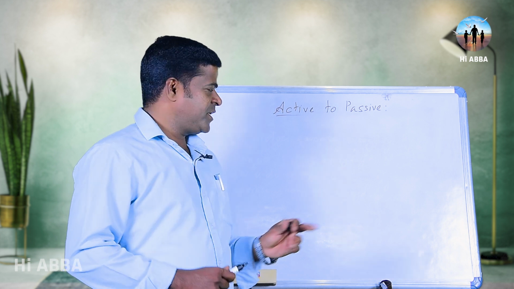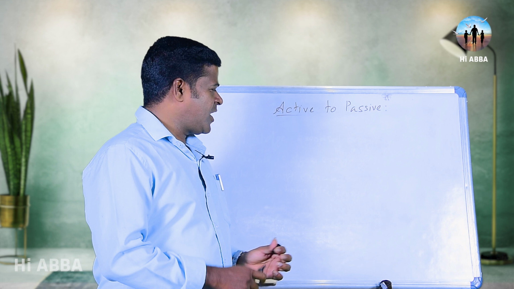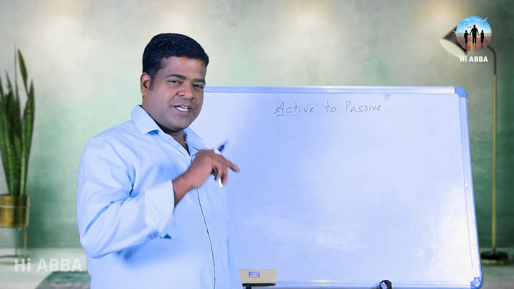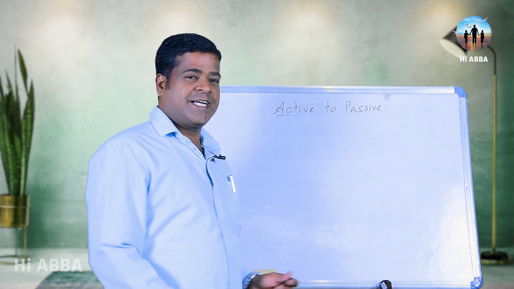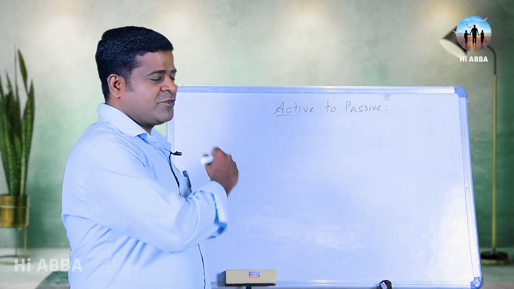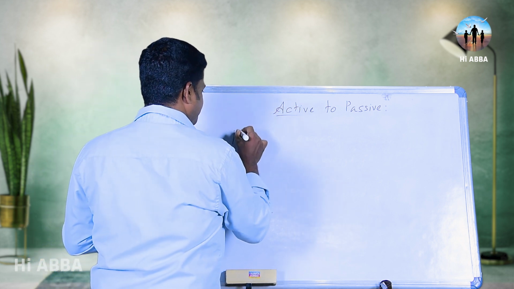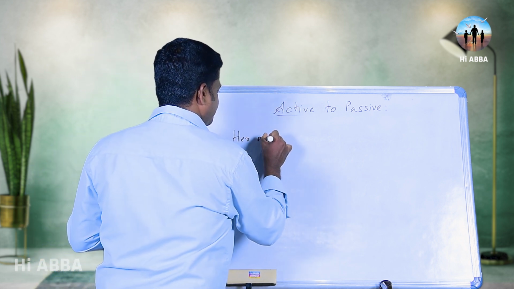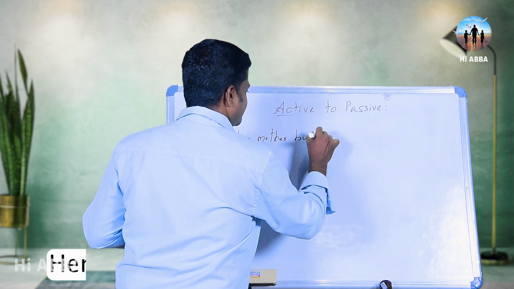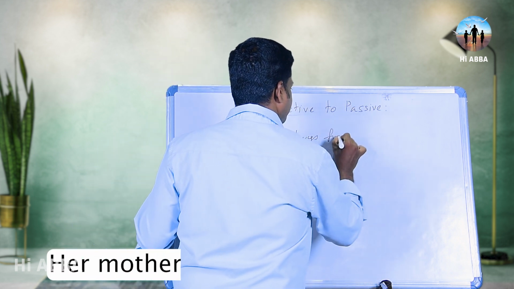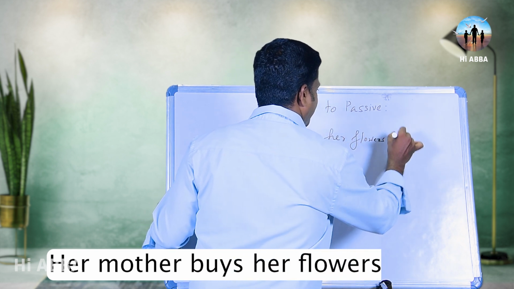Dear students, in the previous examples we saw the singular object and the singular subject. Now I am going to give you a singular subject and plural object. An important point you should understand, and there is also something interesting we are going to see now. For instance, let us say I am writing this example: her mother buys her flowers daily.